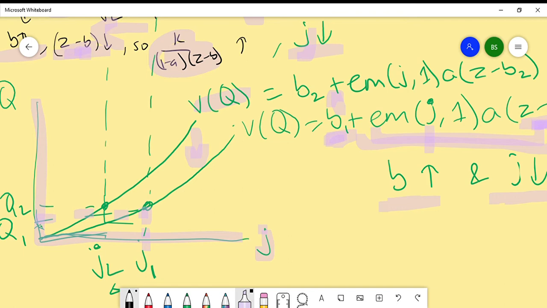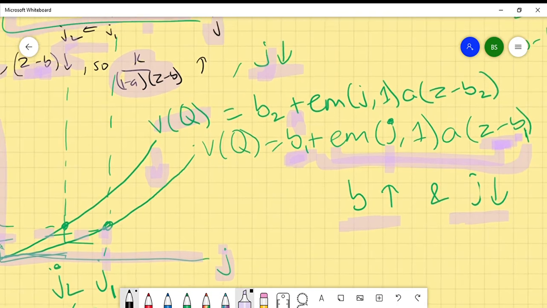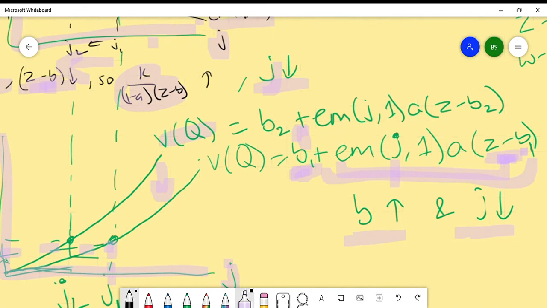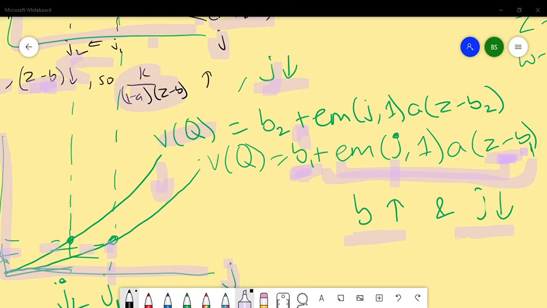J1, B1. What? I'm confused. Oh, okay, you know what? No, my bad, I think. First, we're just going to think about the fact that B increased. So since B increased, we're going to have an upward shift in this VQ curve, okay? Like an upward sort of tilt-ish, the VQ curve.